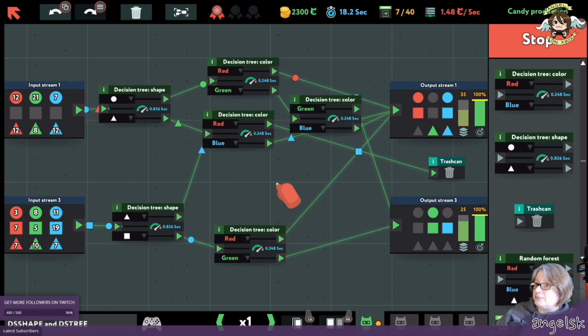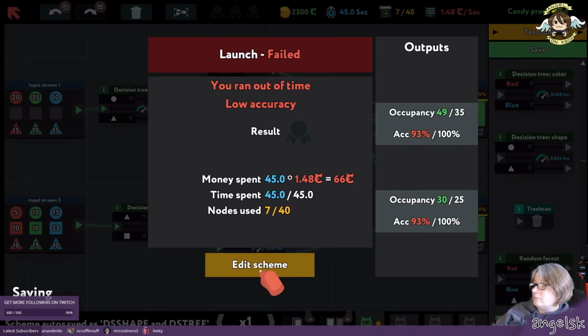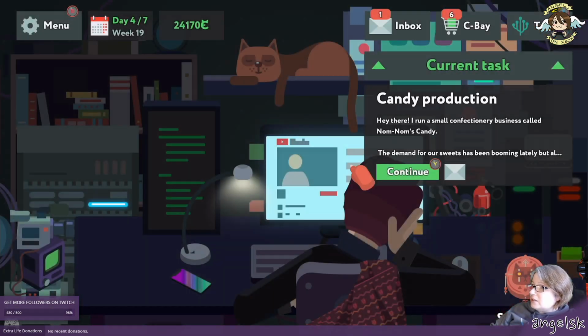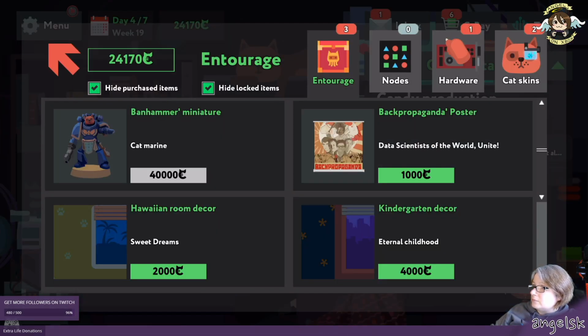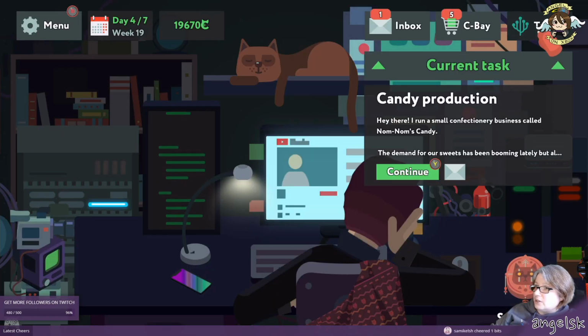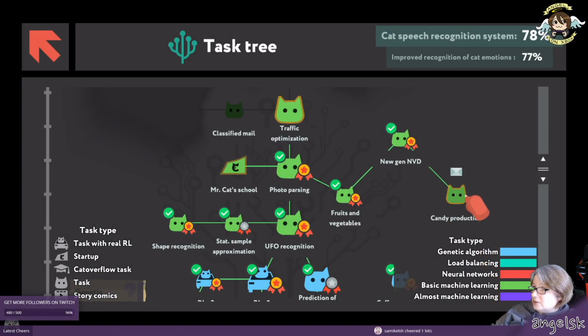It's just too slow. And there's an accuracy issue somewhere. Alright, you know what? Let's buy that, which is not going to help us particularly with the accuracy. We'll just leave that one.